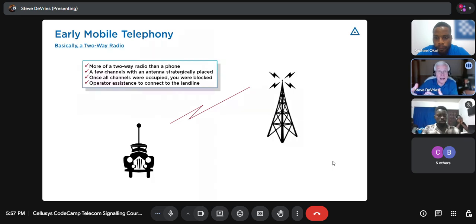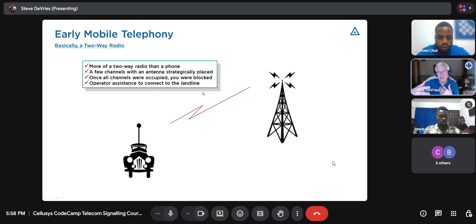You also could not access another wireline network. Let's say your friend at home, you couldn't access that directly. You had to go through an operator. So there were very few channels with an antenna strategically placed at a high point. And once all channels were occupied, that's it. You had to wait for one of them to become available. And you always needed operator assistance to connect to the landline.